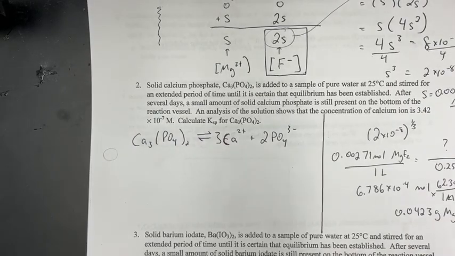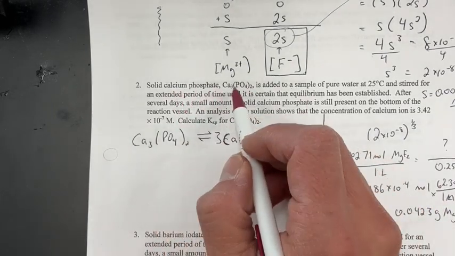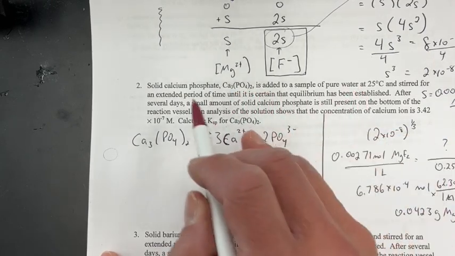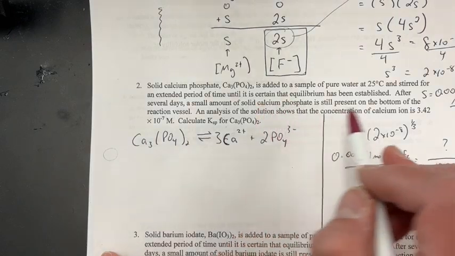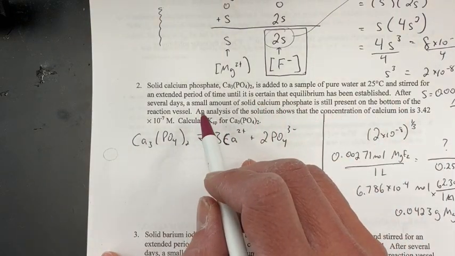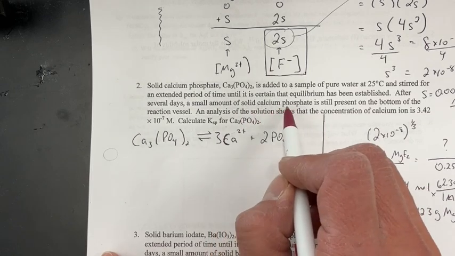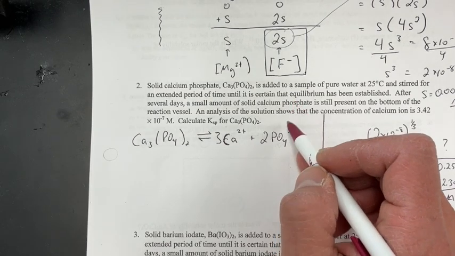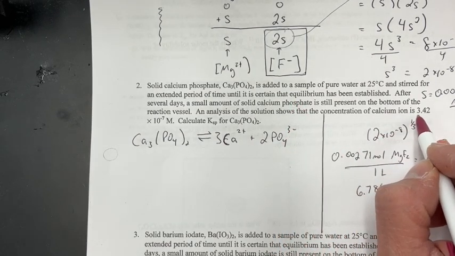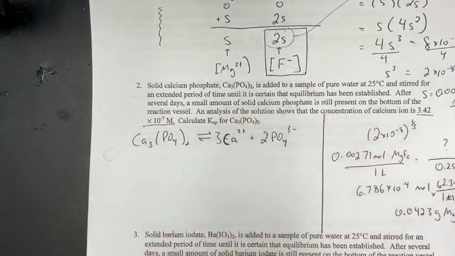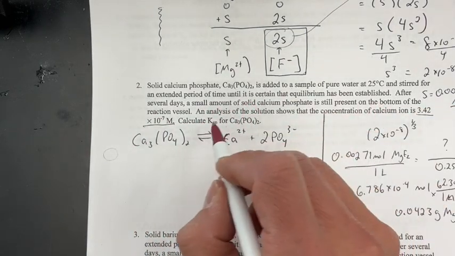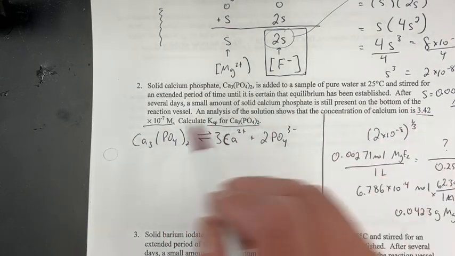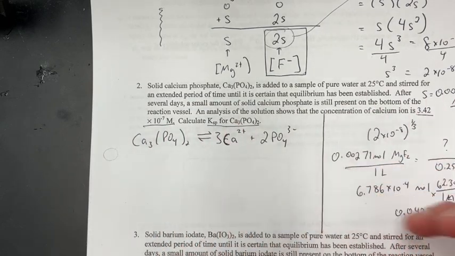The next problem on here is calcium phosphate. It says solid calcium phosphate is added to water and stirred for a period of time until equilibrium is established. After several days, you still have solid calcium phosphate in the bottom of the container, which means there's still an equilibrium, so something has dissolved out. The concentration of the calcium ion is 3.42 times 10 to the minus 7th. Now it says calculate the KSP for this.